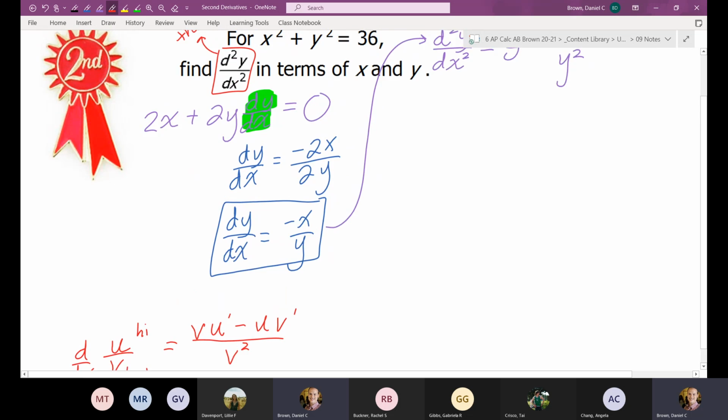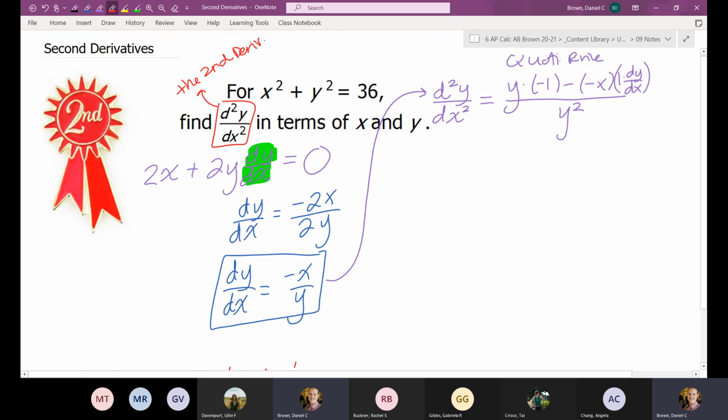So that was the quotient rule. Back to our regularly scheduled notes. That is the second derivative, right? It's ugly, but that is the second derivative. Good things that we have reviewed, like implicit, we've reviewed the quotient rule.